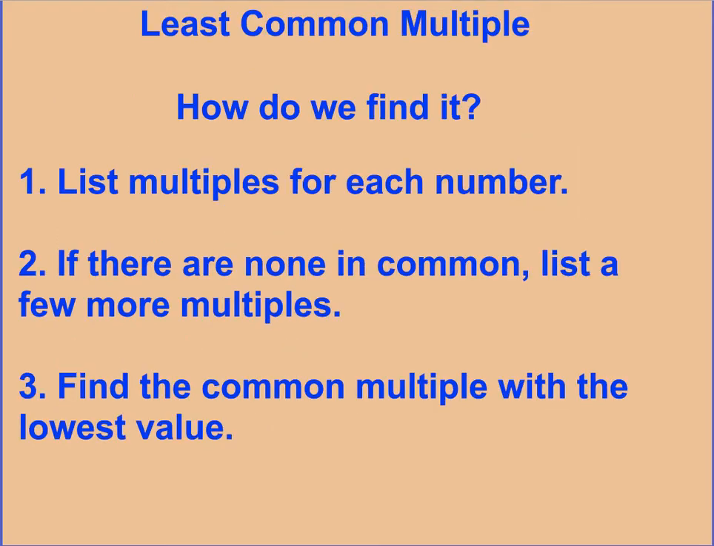Today we're looking at the least common multiple. When we look at this, we need to think of a skill that we learned before with multiples, how to make multiples. So we're going to list them. If we don't see any that are in common or that are the same, we'll list a few more, and then we'll find whatever common multiple is the lowest value. There are an infinite number of common multiples for numbers, but we want the least or the lowest one.